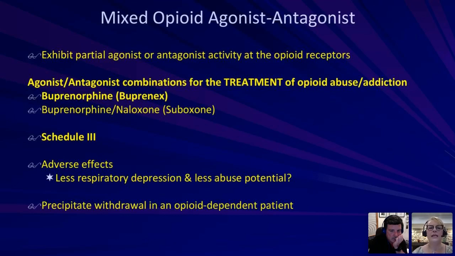Buprenorphine, Buprenex, by itself is a single chemical, but it is a mixed agonist-antagonist. What I mean is that the activity of buprenorphine at the opioid receptors causes a little bit of agonist activity, but also some antagonist activity. So you're not going to see many people choosing buprenorphine as their drug of abuse of choice because it doesn't give you that much of a high. We do know that people can abuse it, but it hasn't really been popular because why do we need another drug of abuse?